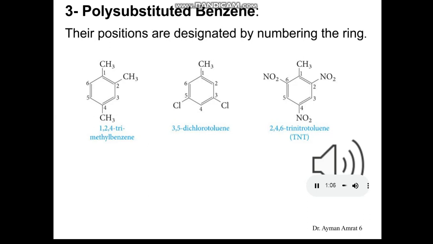For the last example, there are 4 substituents, one of them methyl, so methylbenzene is toluene. Now there are 3 nitro groups on carbon number 2, carbon number 4, and carbon number 6. This compound is 2,4,6-trinitrotoluene, which is TNT, used in explosions.